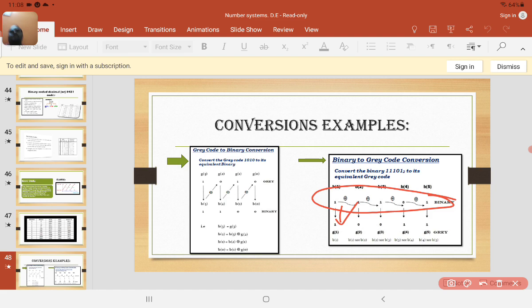For the next number of the binary number, you have to perform the XOR with the next number. So 1 XOR 1 is 0, next 1 XOR 0 is 1, next 0 XOR 1 is 1. So this is the format of how to convert binary code into gray code, and gray code into binary code.